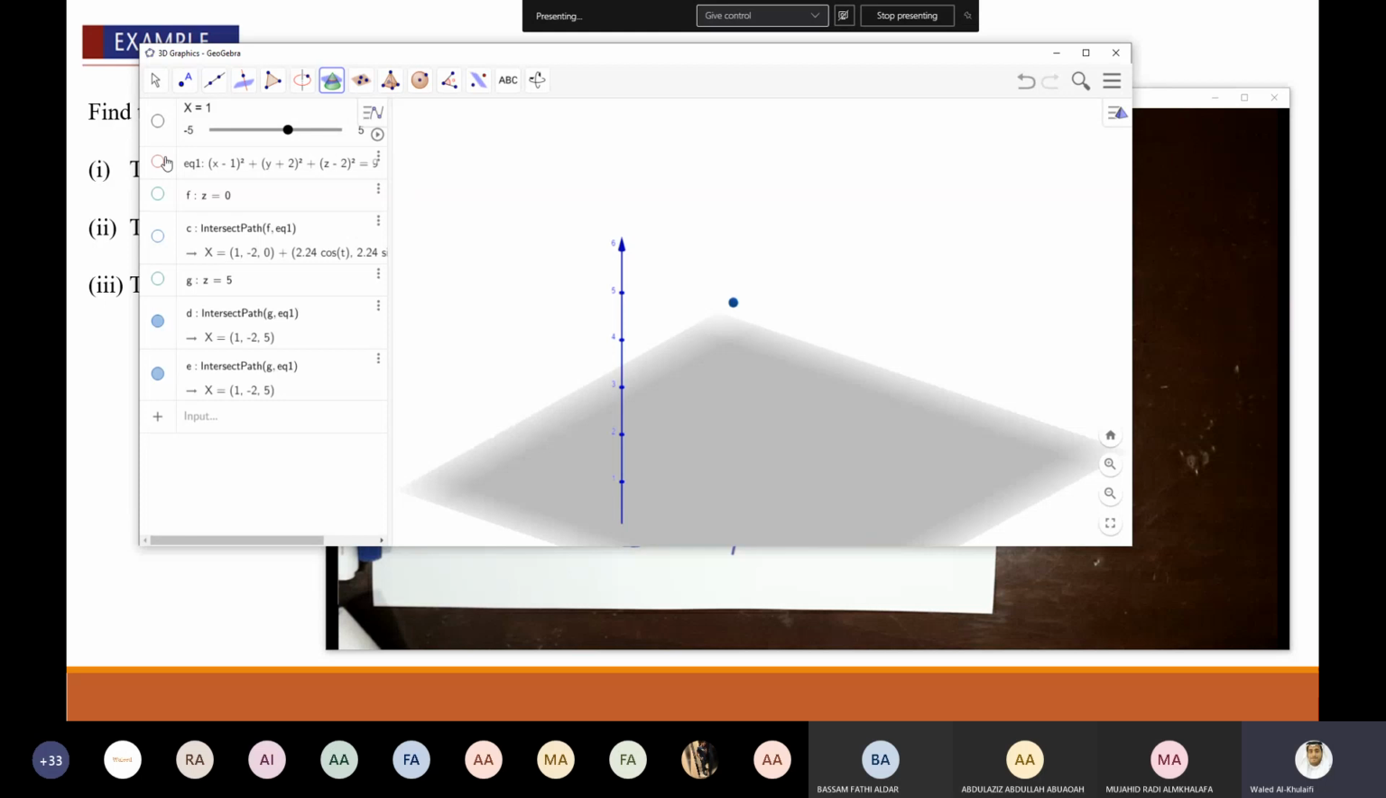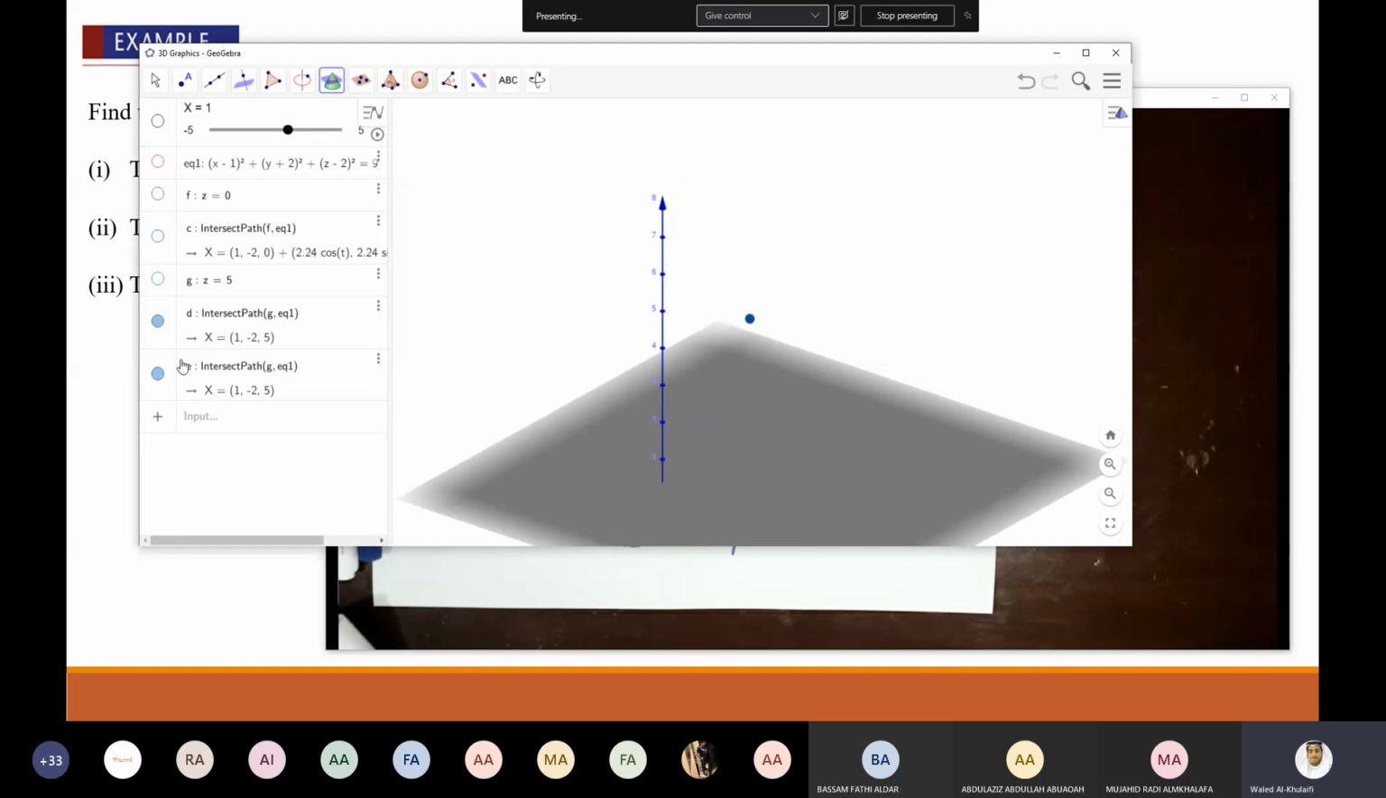So if I remove these, I found the point. This is the point here. Even he found the coordinate points here: 1, negative 2, and 5, as we did by calculation. Even he calculated it here. Okay, so this is what we have here.